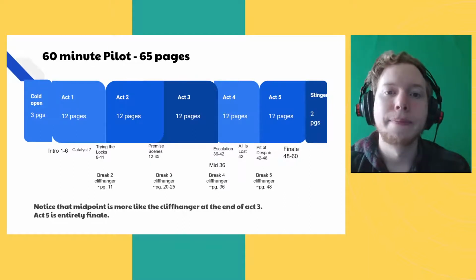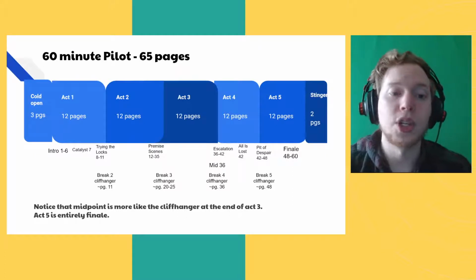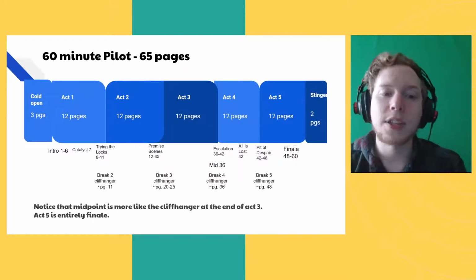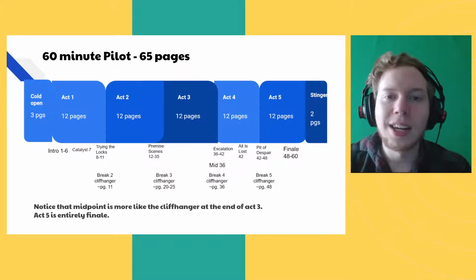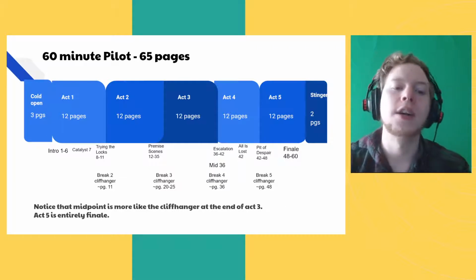Just note that we've scaled out the page benchmarks from the 30-minute show and made it a little bit broader, so we have more room and more space to do each of these things. So we have about 6 pages to spend on the intro instead. The catalyst is between pages 7 to 10. Sometimes the catalyst is like the end of Act 1 in some pilots.